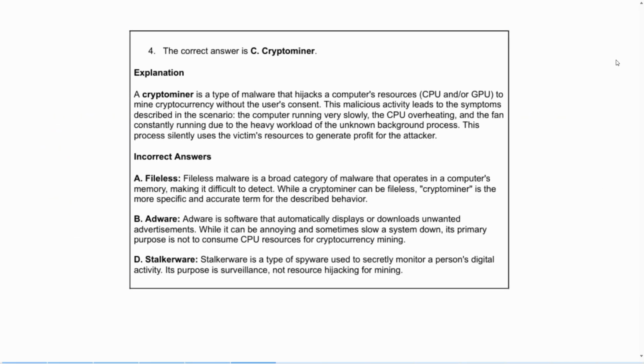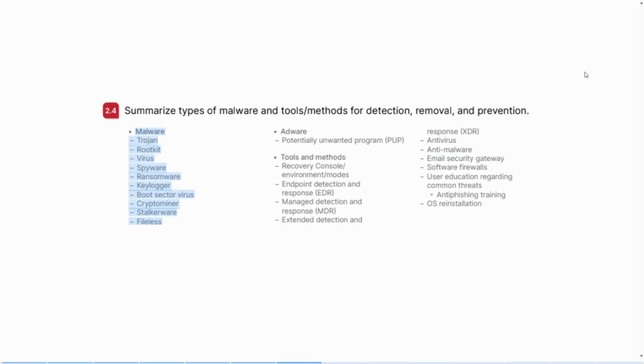That one came from exam objective 2.4. We're looking at types of malware, and for all those types of malware there, you will need to know about them in relation to being able to identify them based on the description. You need to be able to say, hey, this is the type of malware you are talking about.